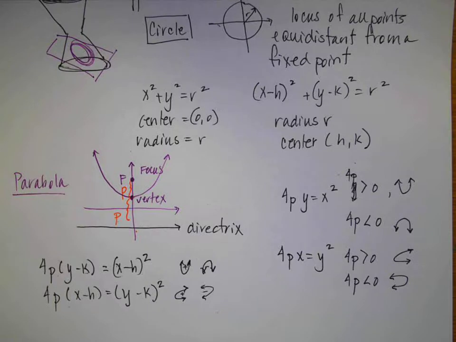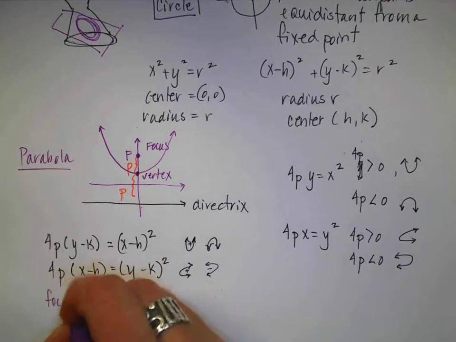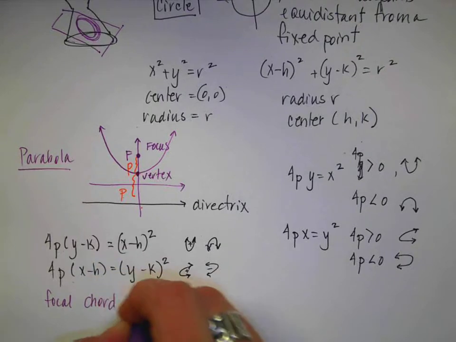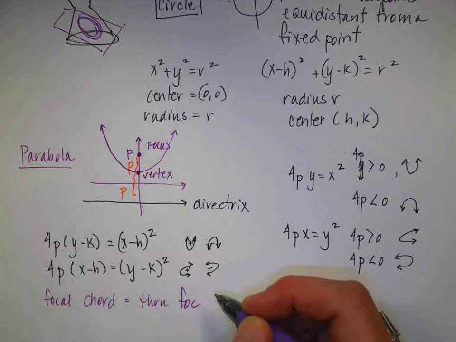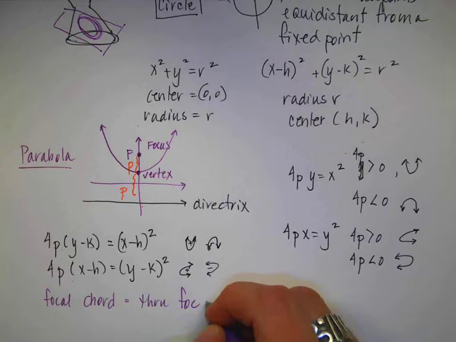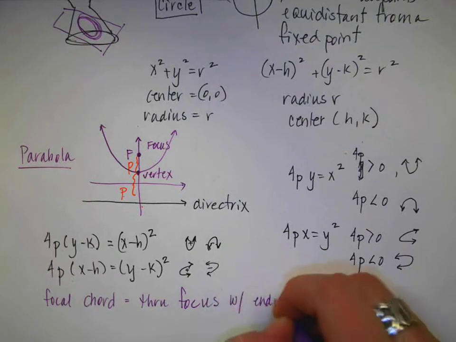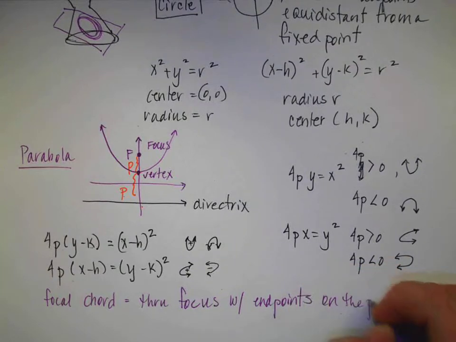There's a couple of different vocabulary that we need to consider when we talk about a parabola. The first one would be a focal chord, not your vocal cord, but a focal chord. And this goes through the focus with endpoints on the parabola.